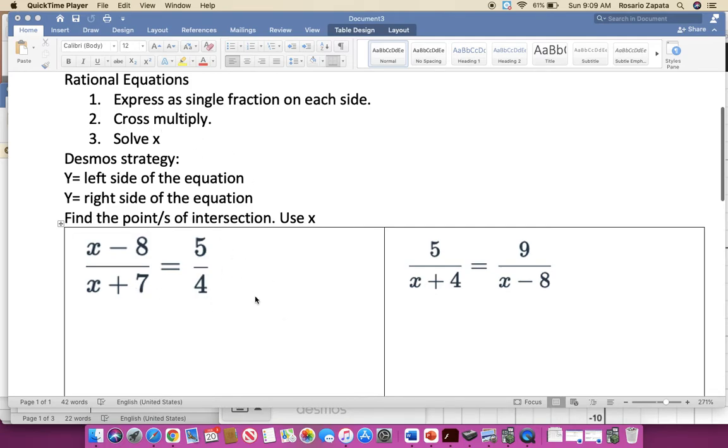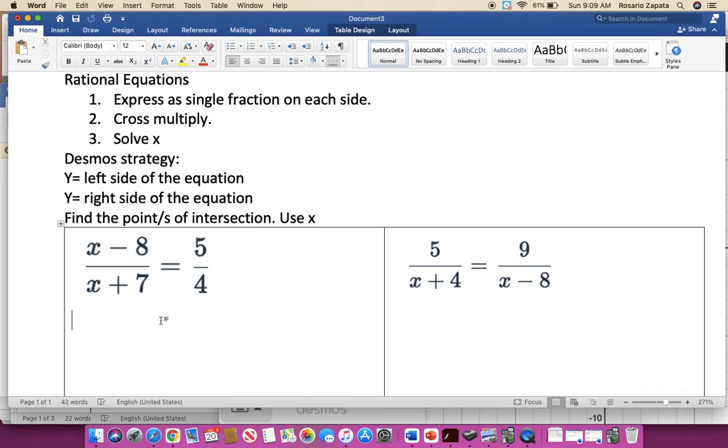Now we will cross multiply. The reason for cross multiplication is that we want to remove the fraction, because in most cases it's very hard to deal with fractions. So 4 multiplied by x minus 8 is equal to 5 times x plus 7. And then we distribute 4 and 5, and that will be 4x minus 32 is equal to 5x plus 35.